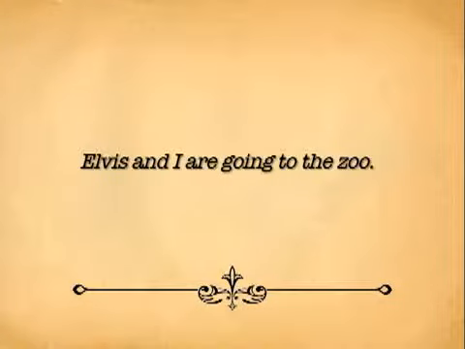In certain cases, just as you might have a compound predicate or compound verb, you might have multiple subjects or compound subjects. Elvis and I are going to the zoo. Who are going? Elvis and I. Two subjects.